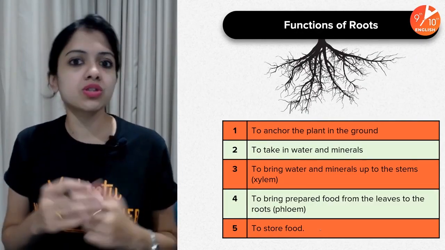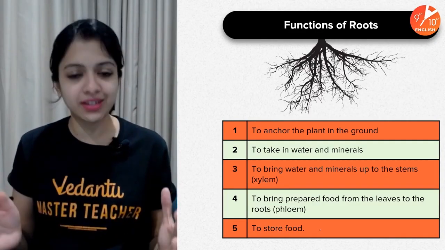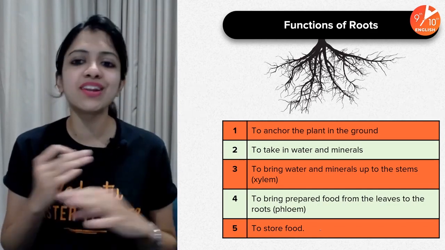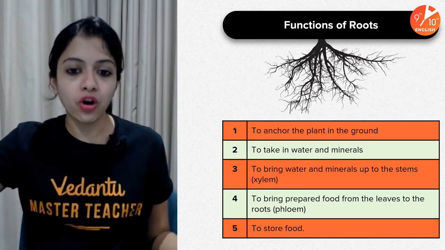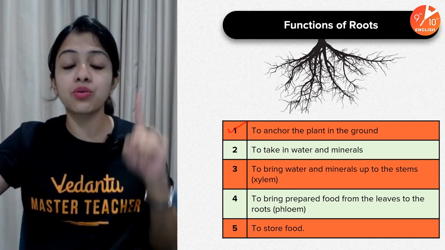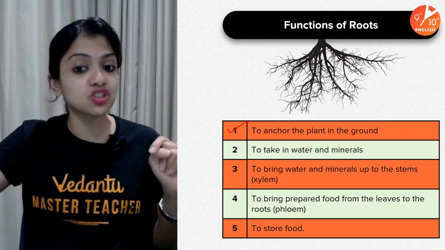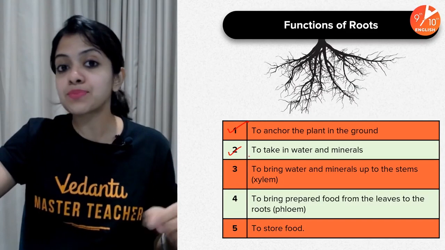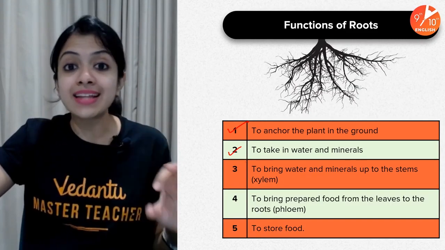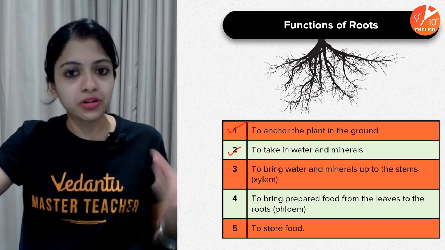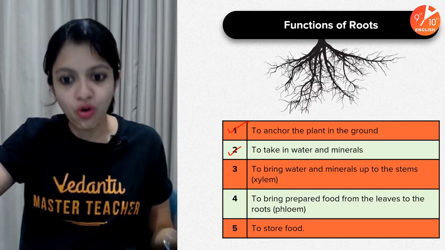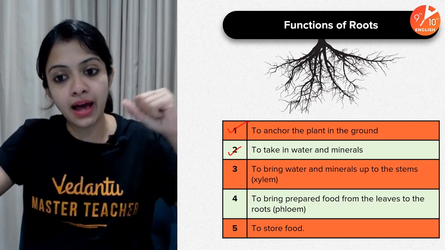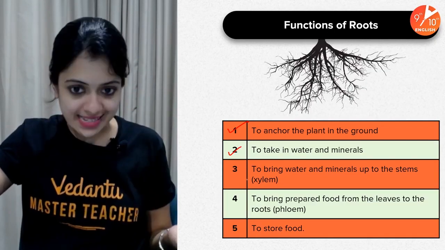The functions of roots, we all know it does a lot more than just anchoring the plant in the ground. There is a lot that it can do. What all? Of course, anchoring the plant in the ground is the first and foremost function of the root system. Secondly, it also helps in taking in water and minerals, water and minerals dissolved in it, which are all in between soil particles. They can be taken up by the plant with the help of this root system.